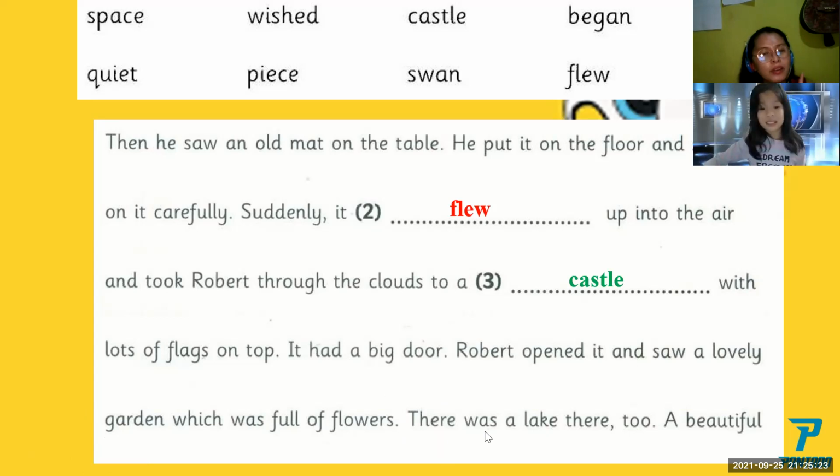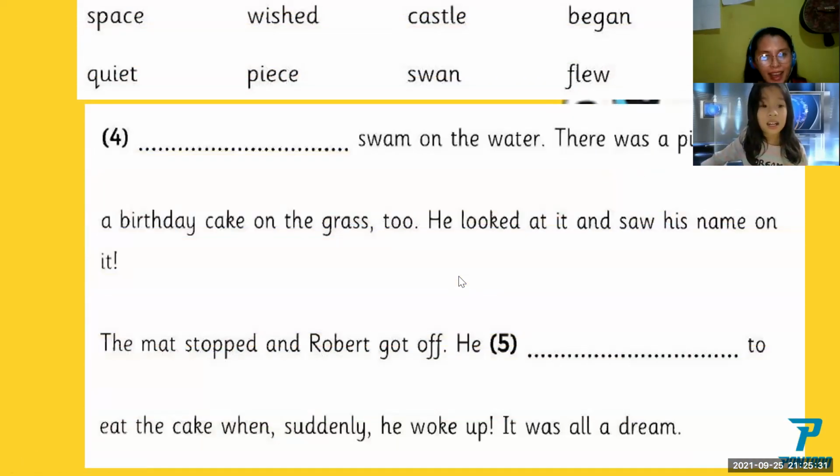And there was a lake there too. A beautiful swan in the water. There was a picnic with a birthday cake on the grass too. He looked at it and saw his name on it. Okay, well, there is a birthday cake, and he saw his name on the cake.